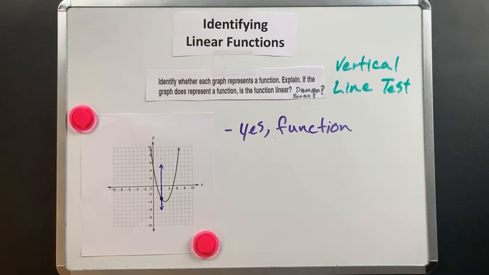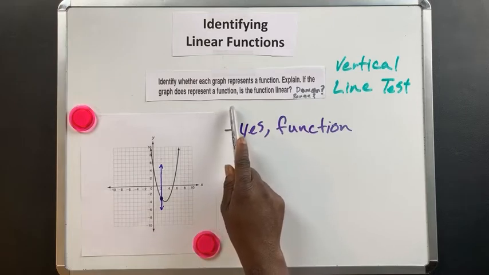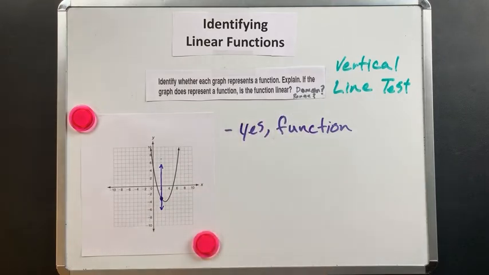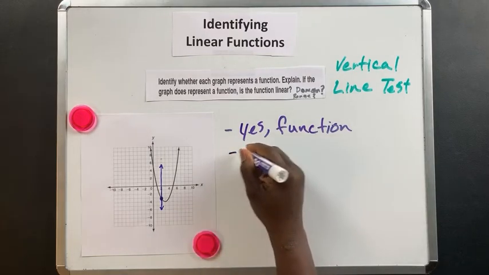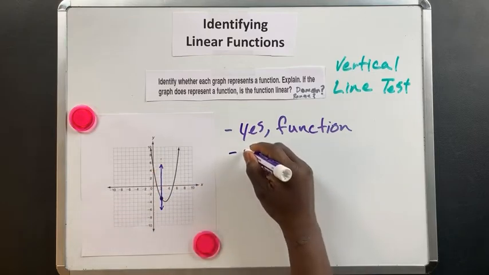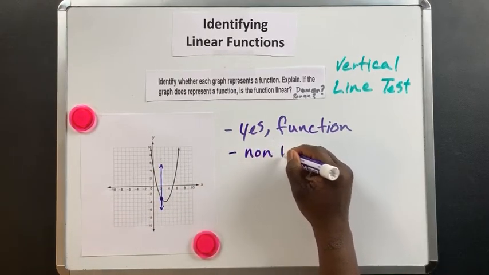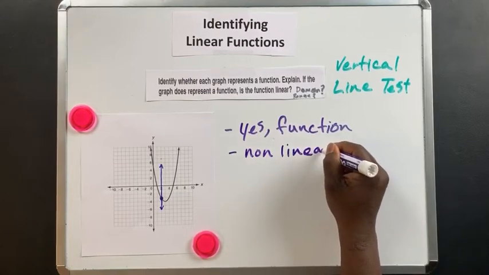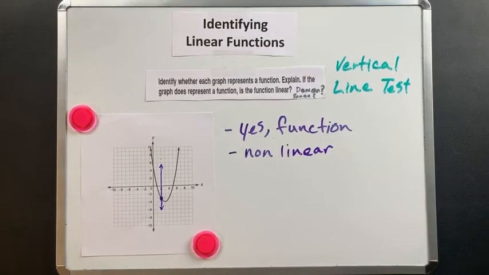Now, we also want to explain if the graph represents a function and if the function is linear. In order for the function to be linear, the graph has to be a straight line. We know it's not a straight line, so we're going to conclude that this is non-linear. There's another name that we can call this graph, but I'm not getting into that right now. We'll just call it a nonlinear graph.